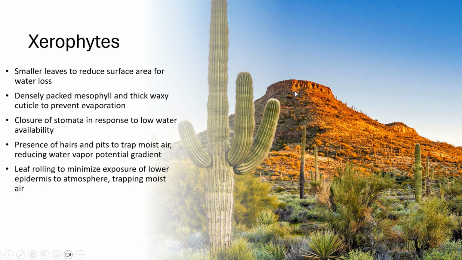Xerophytes here. They have smaller leaves. That's an adaptation of them. You need to know about the adaptations of xerophytes. So they have smaller leaves to reduce surface area for water loss. They also have densely packed mesophyll and a thick waxy cuticle to prevent evaporation. Densely packed means there are fewer air spaces, which means less evaporation. And the cuticle is going to stop evaporation. Closure of stomata in response to low water availability. They have hairs and pits to trap moist air, reducing the water vapor potential gradient. And leaf rolling to minimize exposure of the lower epidermis to the atmosphere, trapping moist air.